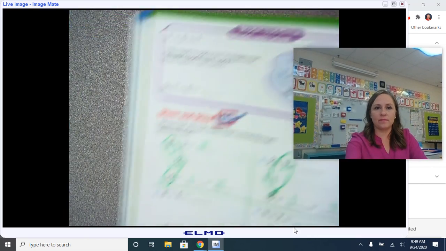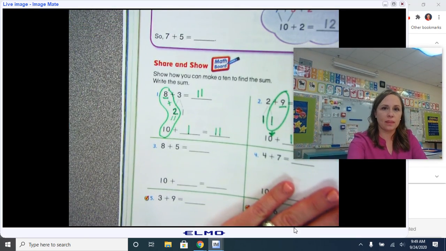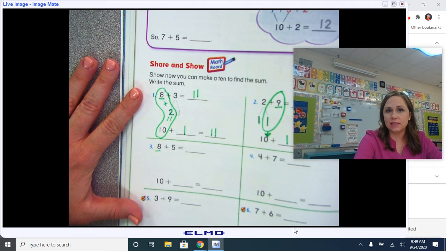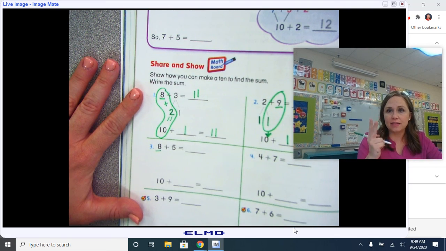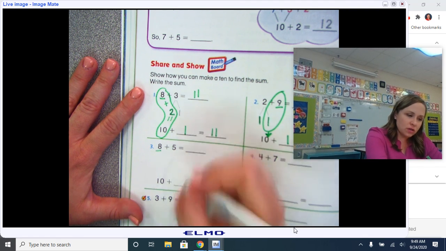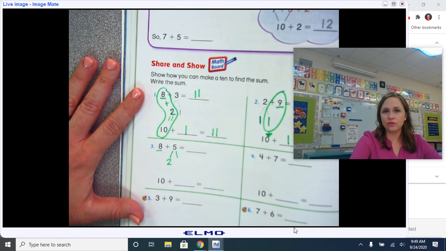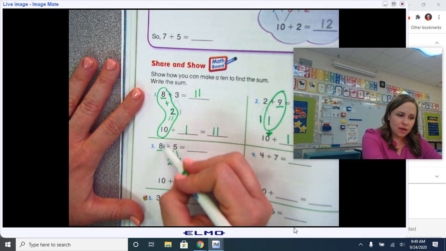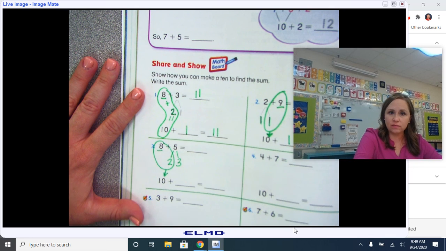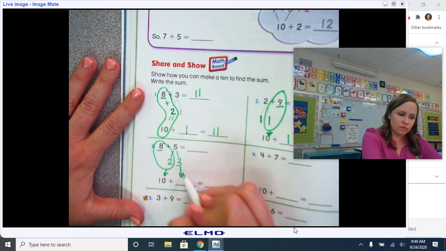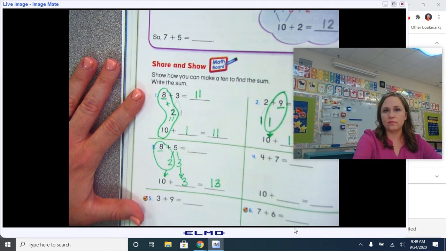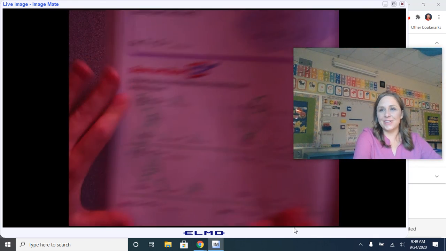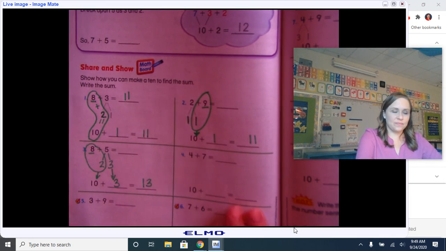All right, number 3. What does 8 need to get to 10? 8, 9, 10. It needs 2. So I'm going to do a number bond and get 2 from 5, and then I'm left with 3. 8 plus 2 is 10. Bring the 3 down. The answer is 13. There goes our classroom lights again.